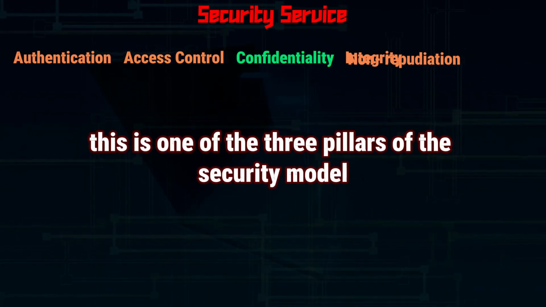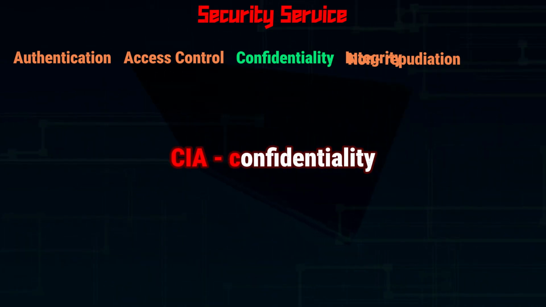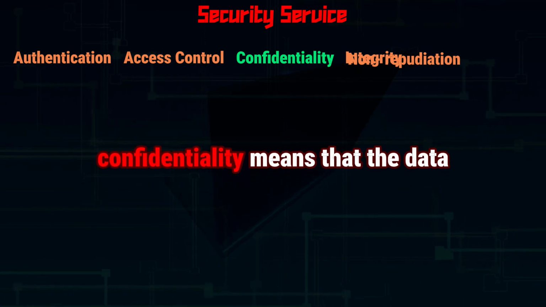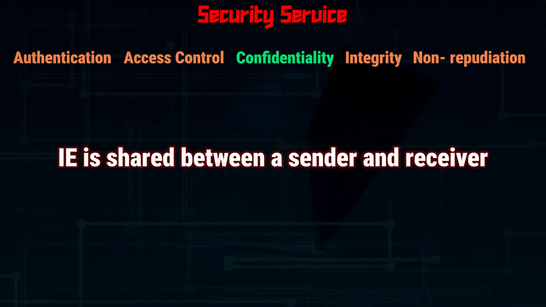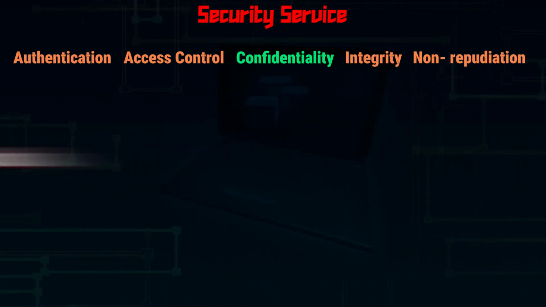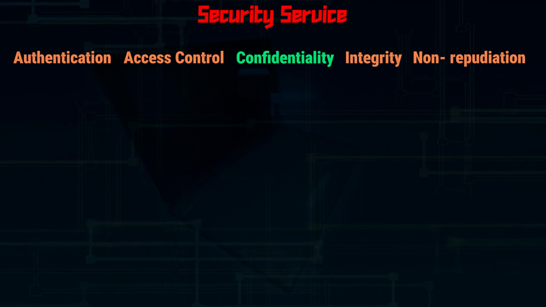Confidentiality. This is one of the 3 pillars of the security model CIA: confidentiality, integrity, and availability. Confidentiality means that the data shared between a sender and receiver should be confidential to them only. No third party should be able to read the data.